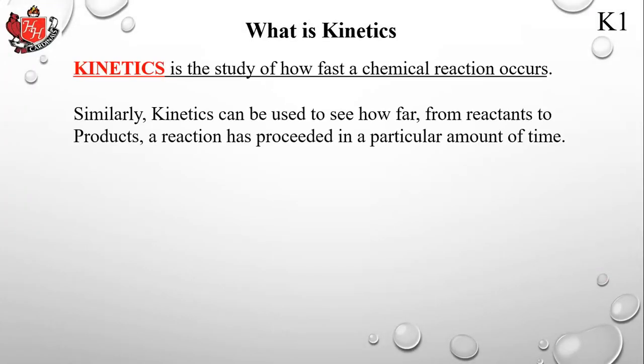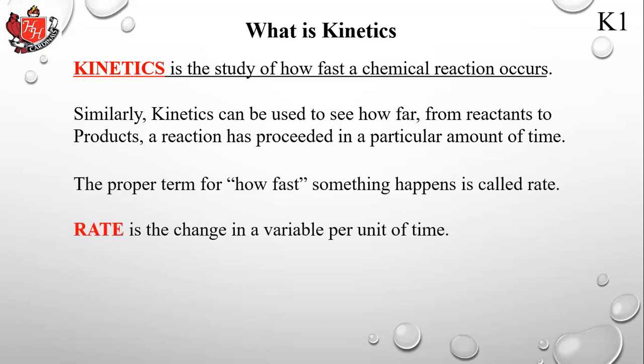So what is kinetics? Kinetics is the study of how fast a chemical reaction occurs. It's just that simple. It also deals somewhat with the mechanisms that determine whether a chemical reaction will take place or not. We'll deal with that later. Similarly, kinetics can be used to see how far from reactants to products a reaction has proceeded in a particular amount of time. So it has to do with the speed of a reaction in the simplest sense. The proper term for how fast something happens is called rate. Rate is the change in a variable per unit of time.